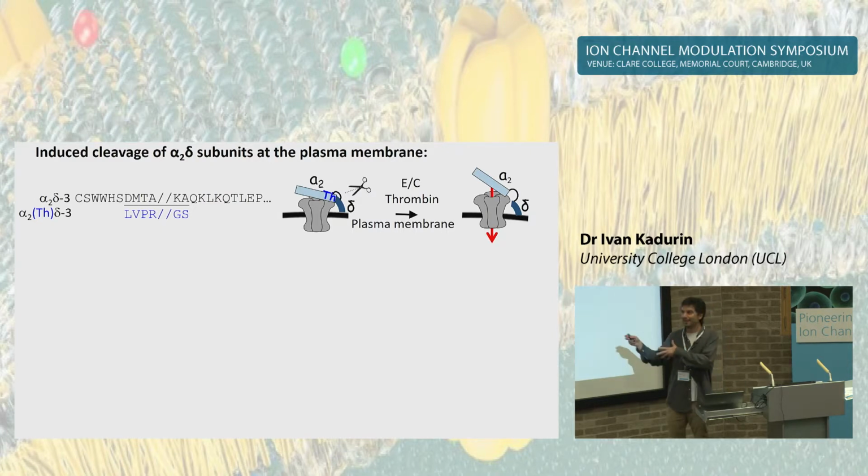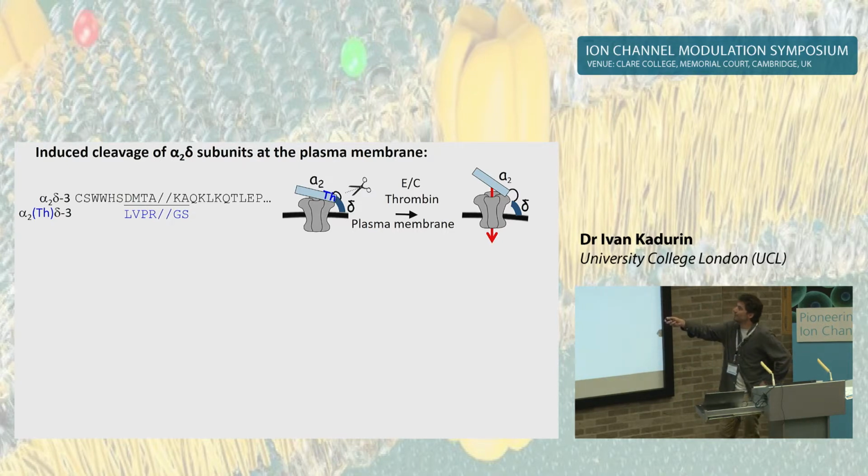But you have to believe me, alpha-2 delta 3 has very identical properties to CAV2.2 channels as alpha-2 delta 1. So I replaced the endogenous proteolytic site of alpha-2 delta 3 with a site for the protease thrombin, an exogenous protease. And then the idea was to apply thrombin in cells. This was done for technical reasons. Instead of 3C protease, I used thrombin because it just worked.